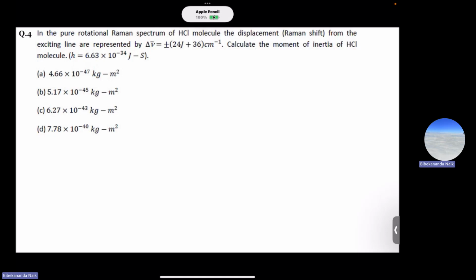So I will give you a few minutes to try this question. This is a very interesting question. We will definitely solve it and we will find out how we can approach this type of question. So take your time, a few minutes. Then after some time I will discuss.